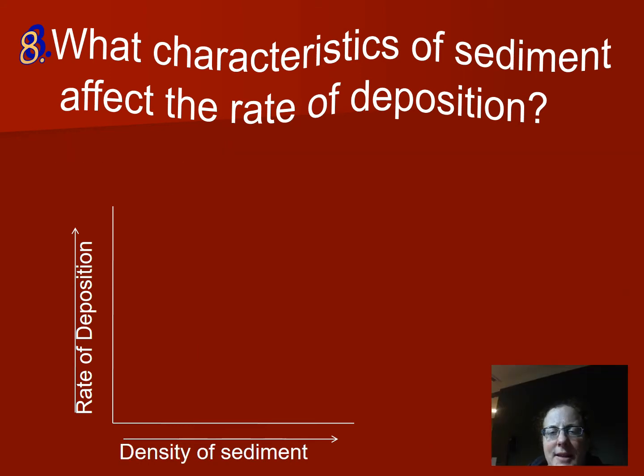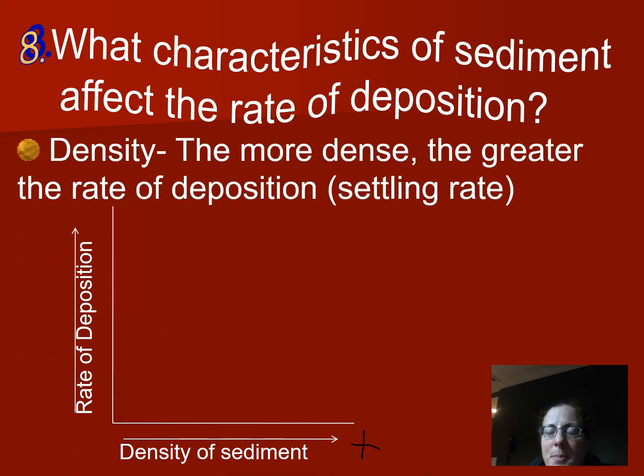So how about density? How would that affect the rate of deposition? As your piece of sediment gets more dense, is it going to settle faster or slower than one that's less dense? As the sediment gets more dense, the rate of deposition will also increase, so this gives us a direct relationship.